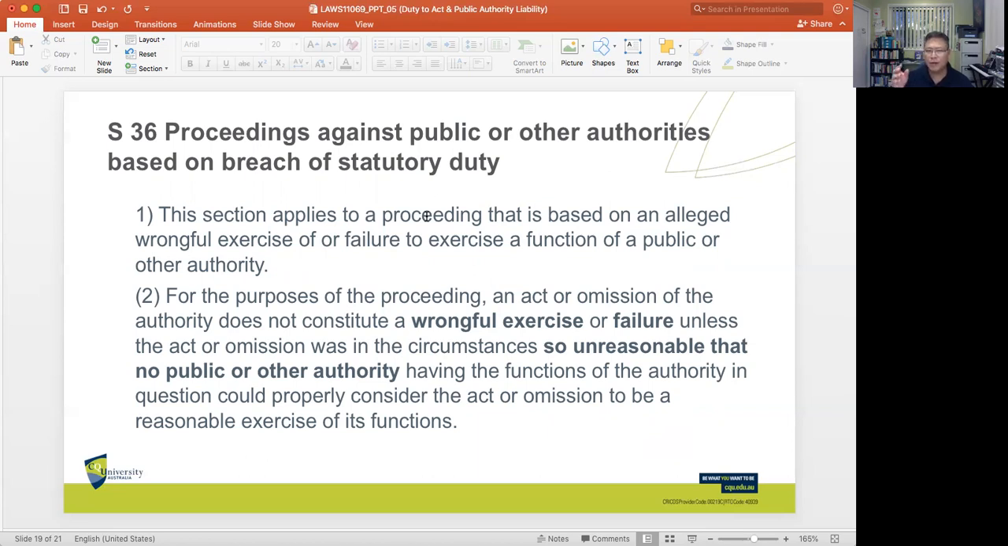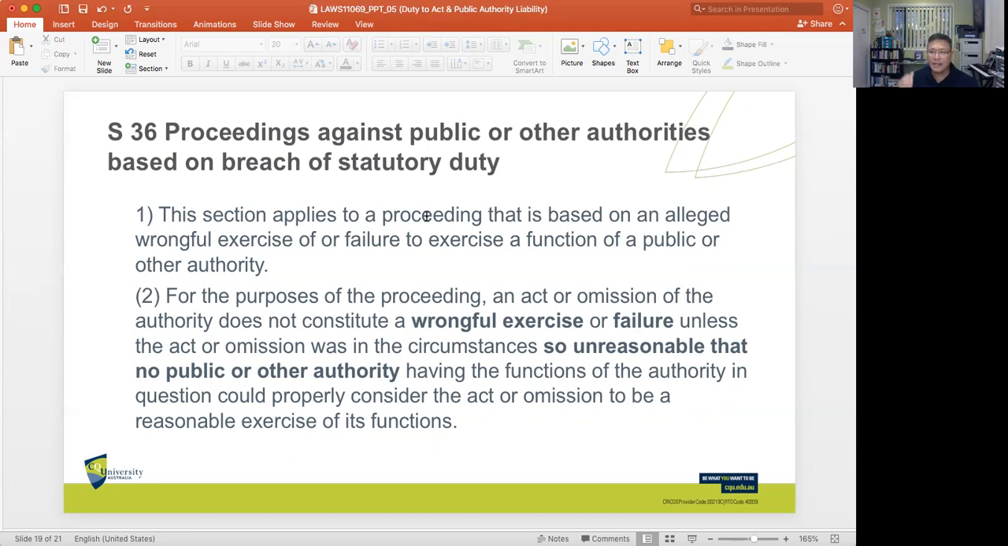We should note that when we speak of unreasonableness, this is actually tied to the case of Associated Provincial Picture Houses Limited versus Wednesbury Corporation, a case in the UK, which is a very important case in administrative law. The point being that when a decision is made by a public authority, an act or omission in relation to its actions, which are considered to be wrongful, or its failure to act, an omission, which is nonfeasance, people can say, oh, those actions or omissions were unreasonable. Okay? And the question is, if that is the case, if it is considered unreasonable, does it mean then that the public authority is liable?